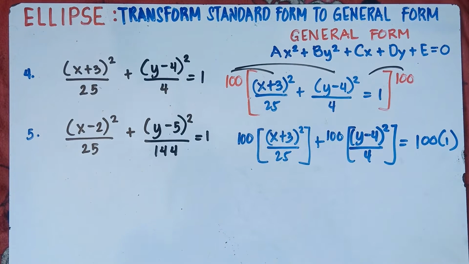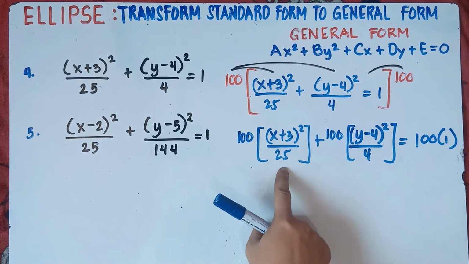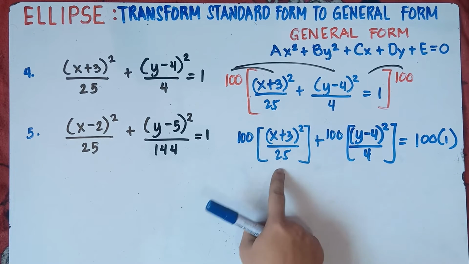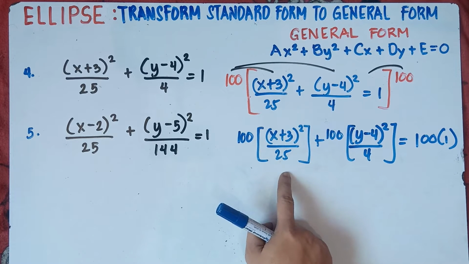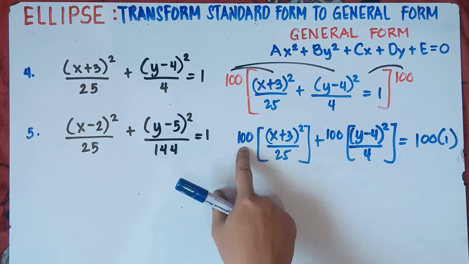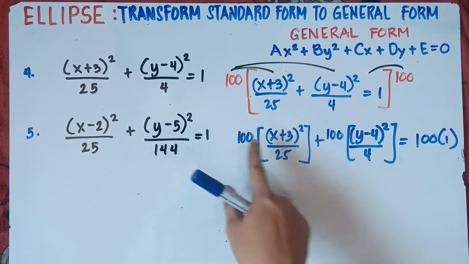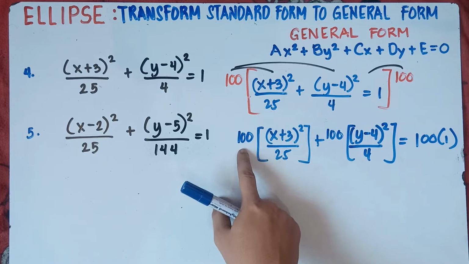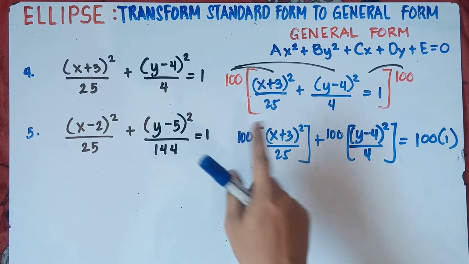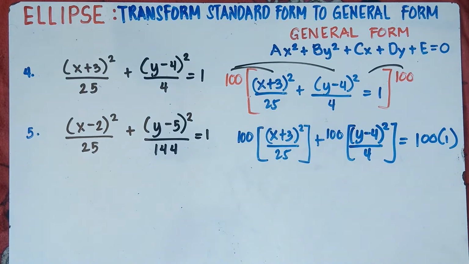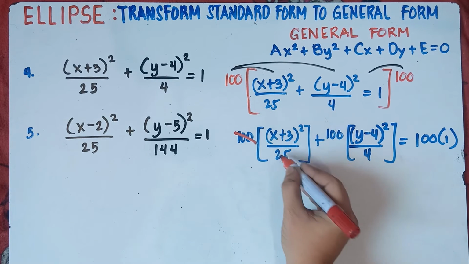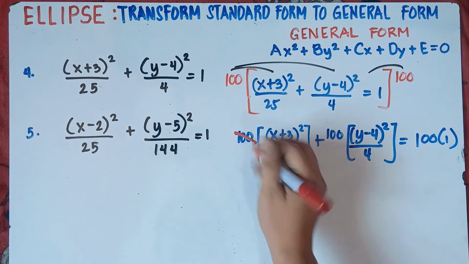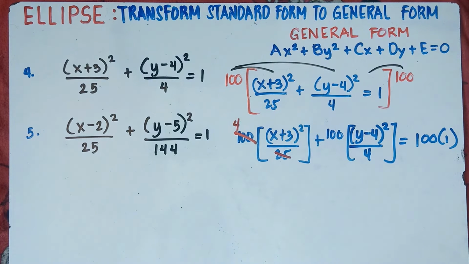Then you check this one, class. Can we reduce 100 by 25? Can we divide 100 by 25? Yes, we can. 100 divided by 25 is 4, because 4 times 25 is 100. So this will be 4 now.